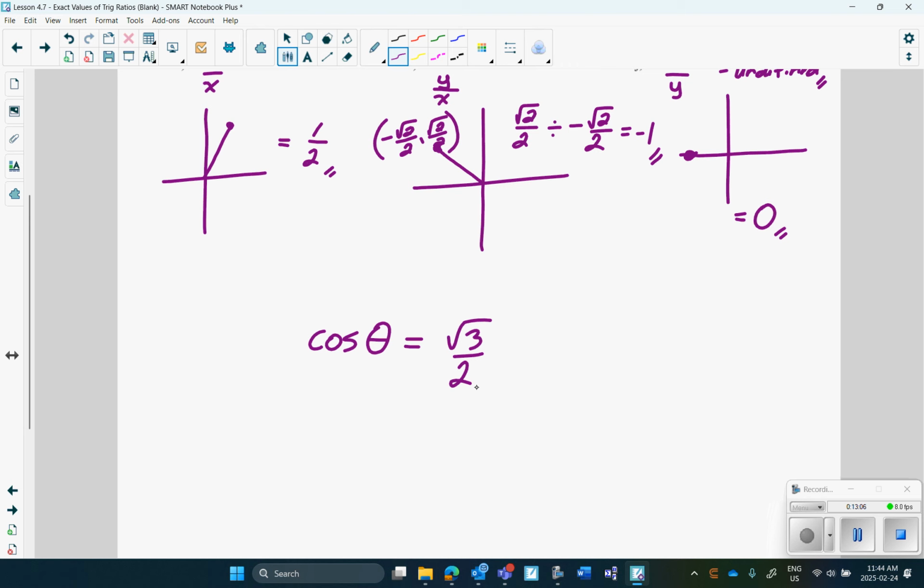60? There's no 75. 30 has root 3 over 2. But there's another answer where it's root 3 over 2. Down here too. Okay, this is just sort of a preview of the next lesson, but that's sort of what we're going to be doing. Okay, is working backwards. And you can see now that when we solve trig equations, there's going to be more than one answer.